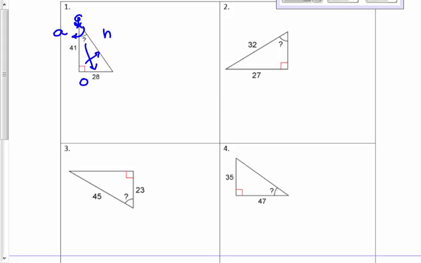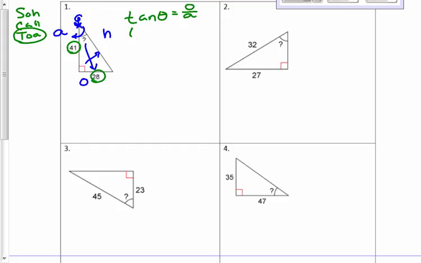Now we're going to look at what sides they gave us. They gave us a 28 and a 41. Thinking back to our SOHCAHTOA, we ask ourselves, which trig function has O and A involved? O and A, that's tangent. So we know tangent of theta equals opposite over adjacent.